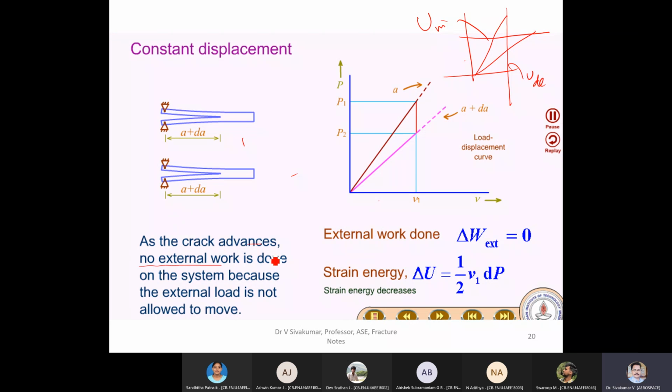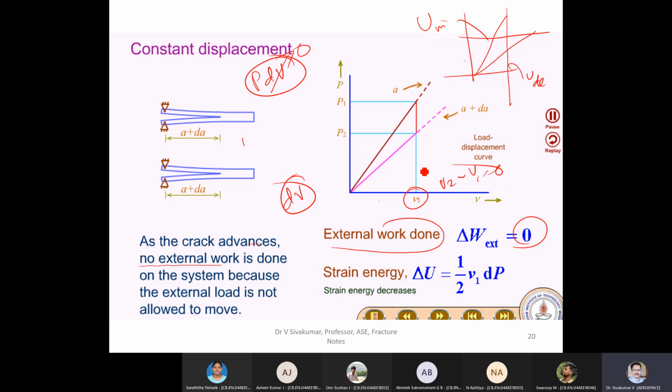And in this case, no external work done. Why? Because there is no dV. Because what is potential energy? P into dV. dV is here 0, because V2 minus V1 is 0. It's only one thing only. There is no incremental thing. That is why it is 0. So external work done in this case is 0. Strain energy is there.